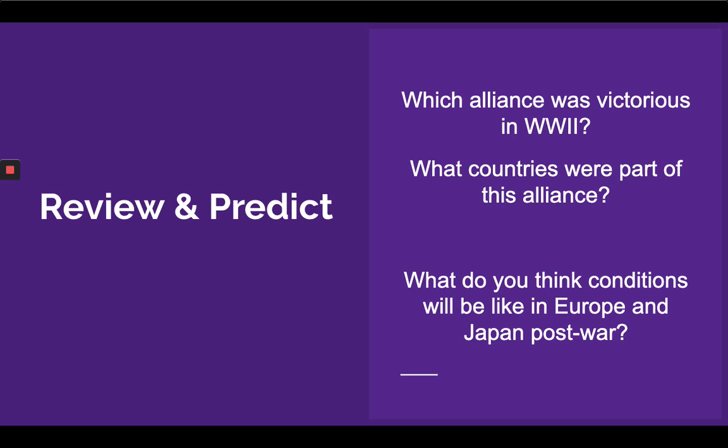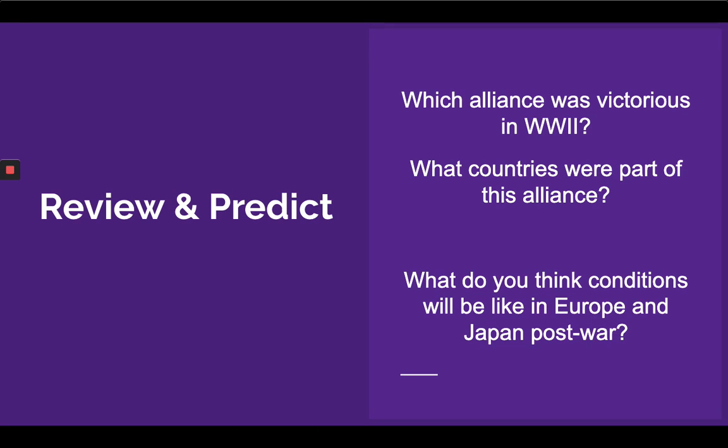So the alliance that was victorious in World War II were the Allied powers, and the countries that were part of this alliance were Britain, France, until German occupation from 1940 to 1944, and then the United States once the U.S. joined after the event at Pearl Harbor on December 7th, 1941. And if you also mentioned China as part of this alliance, you are correct.